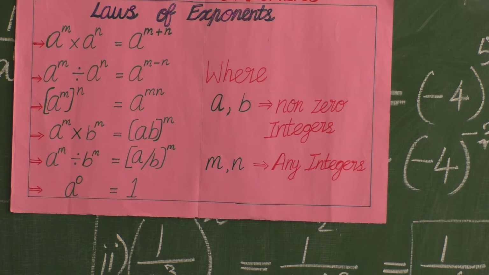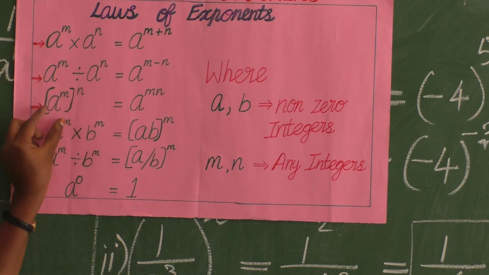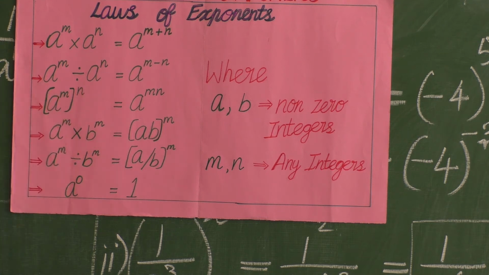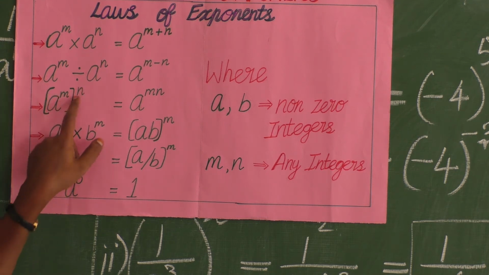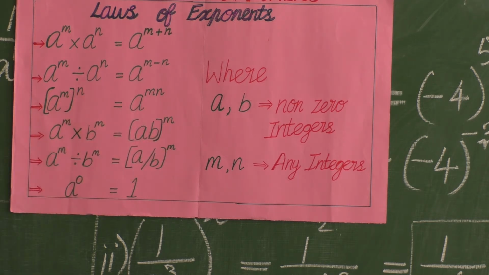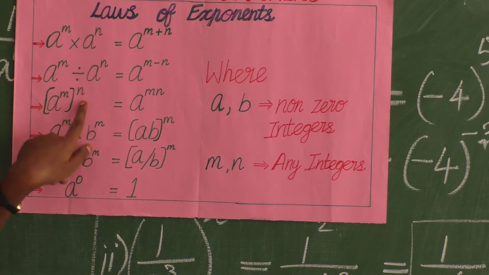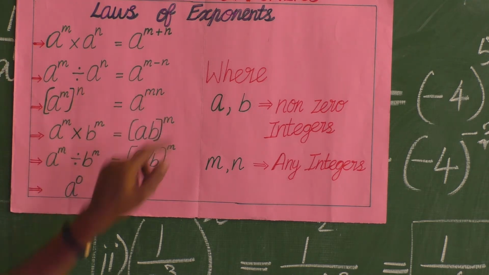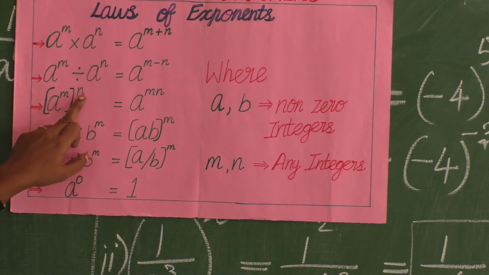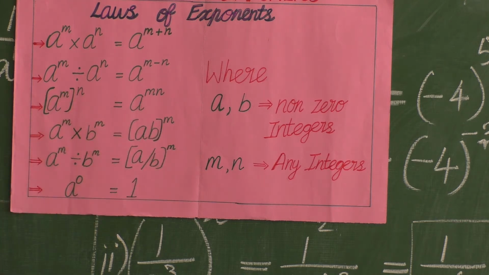What is that? Power of a power. A power m, the whole power n. Inside the bracket itself there is already an exponential form, a power notation. For that, one more power comes. What to do? At that time their powers can be multiplied. A power m, the whole power n is equal to a power m into n, simply mn. Clear? Power of a power. A power m, the whole power n is equal to a power mn.